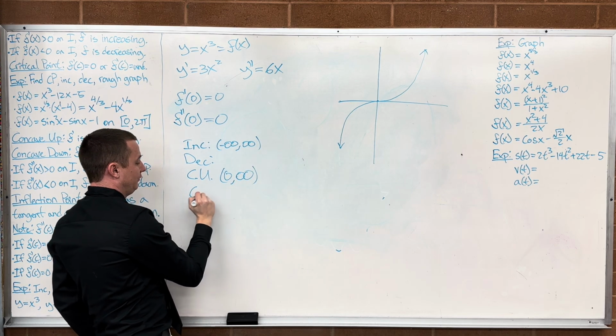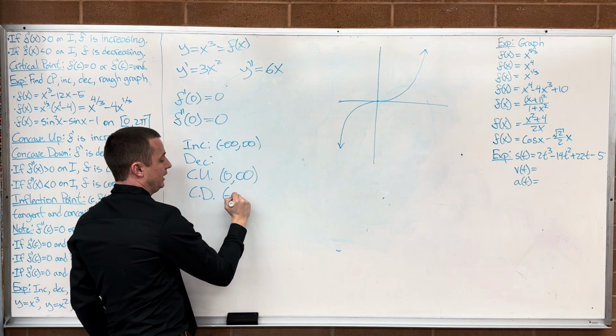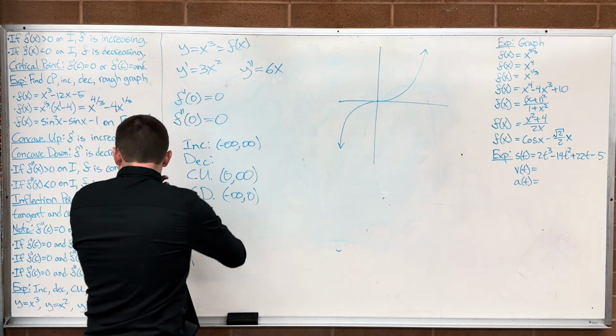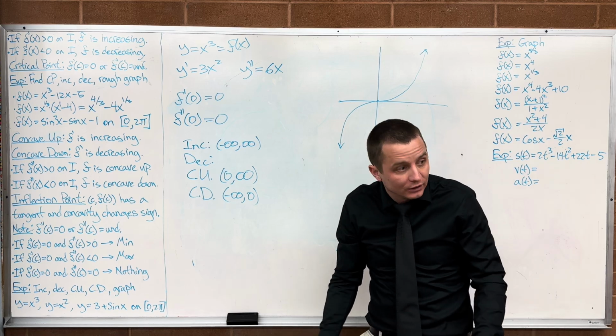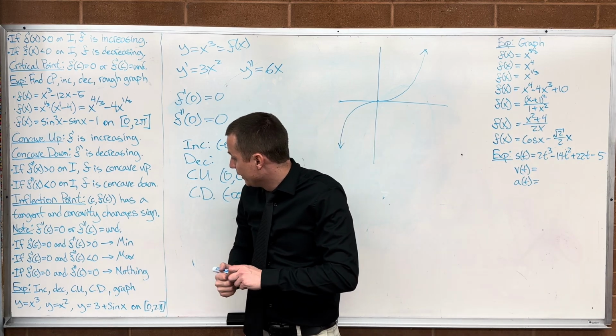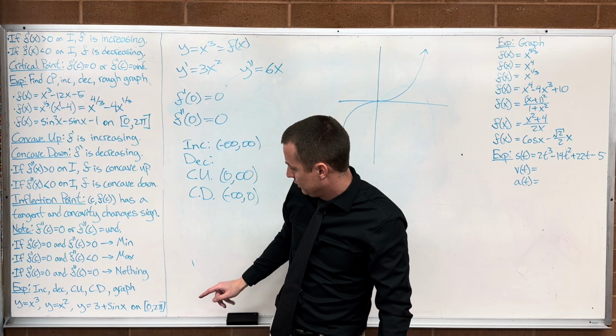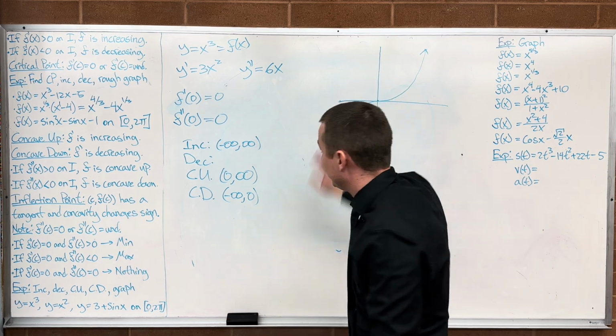And then it's concave down from negative infinity to 0, because you go left to right. So that's writing out that information as it would be given on the problem. And we were supposed to find a rough graph, which we already got.